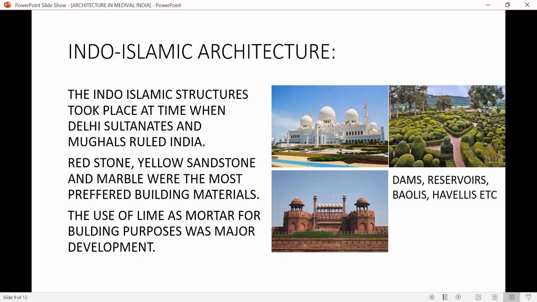So if we study how these forts, mosques, and temples were made, and from which materials they were made, briefly: stones such as red stone, yellow sandstone, and marble were mainly used and were the most preferred building materials to make these structures. While the Slave and Khalji architects preferred red stone, the Mughal architects used plenty of white marble.